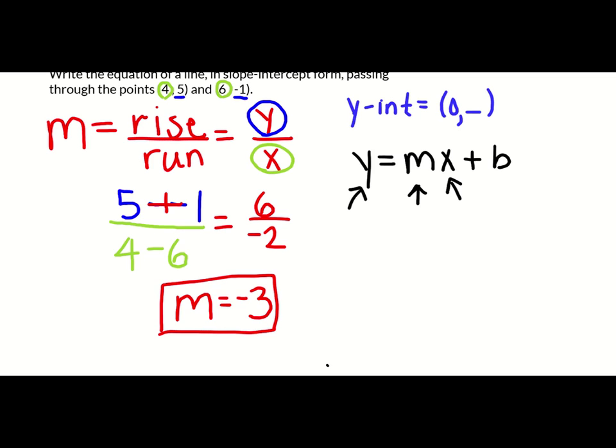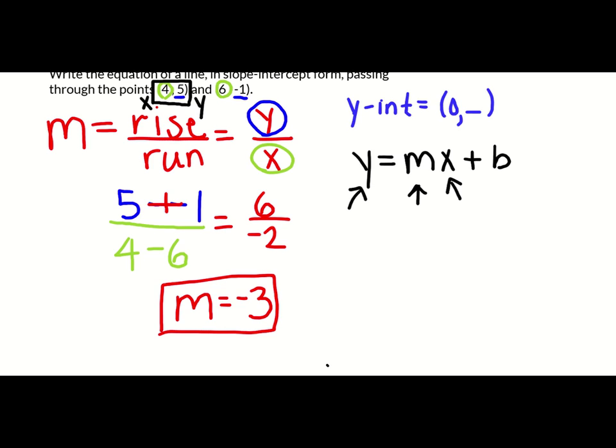So we already know m is -3 because that's our slope, but now we need to plug in something for y and x. So we have points that have an x and a y value. We're going to pick either point from the original problem. I'm going to use the point (4, 5) because I like positive numbers, and we're going to plug 4 in for x and 5 in for y. And we're going to solve this equation to figure out what b is.